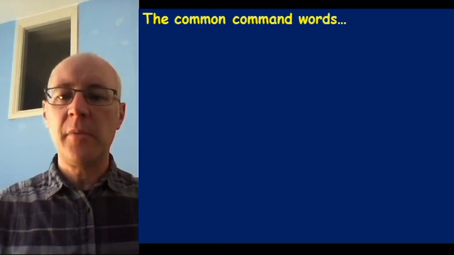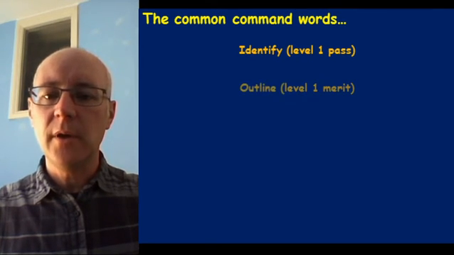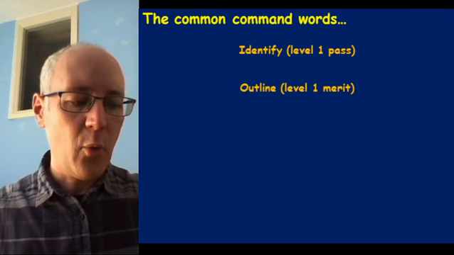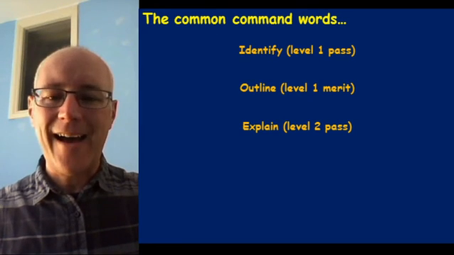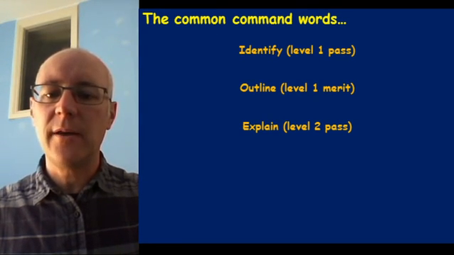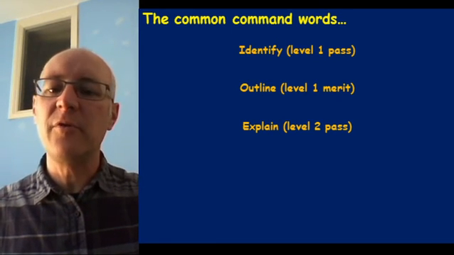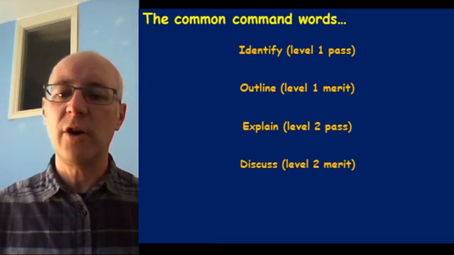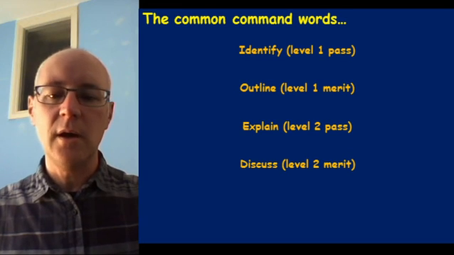Just to run through those command words again, at the bottom level we've got identify, that's just saying what they do. Next level, outline, saying what they do and what that involves or why they do it. Explain, talking about how they use that thing to meet their needs, how they use it to improve the business. Discuss is then thinking about the pros and cons. It's starting to put in more of your own opinion, your own ideas into there, thinking about the pros and cons of the way in which they do that thing.